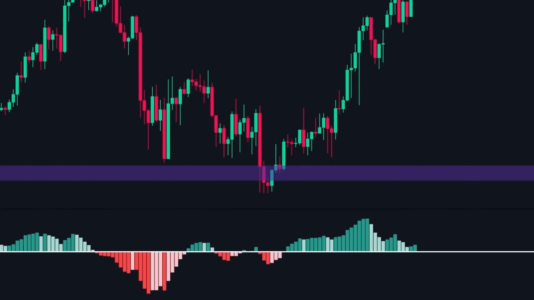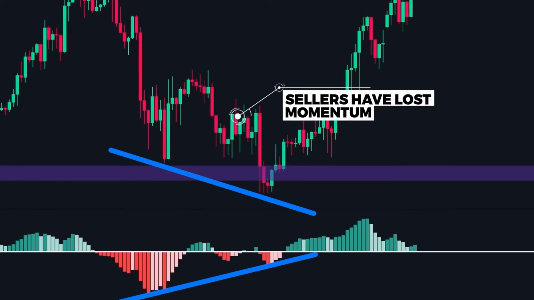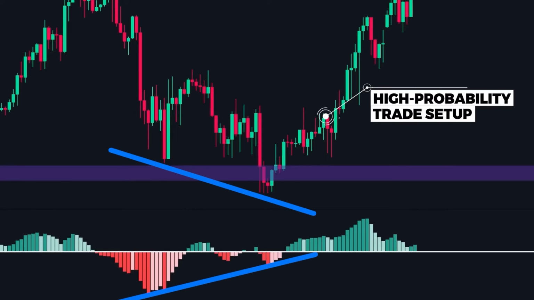Moving to a 1-hour time period, we are looking for a bullish divergence. The price forms a lower low near the support zone, while the MACD indicates a higher low. This is a clear and noticeable divergence, indicating that sellers are losing strength and momentum. This setup has been identified as a high probability trade opportunity.